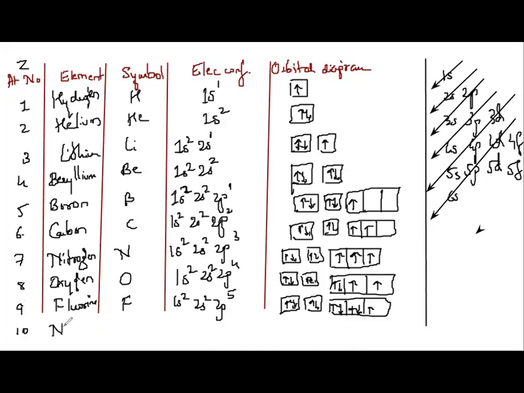10th one is neon, Ne, 1s2, 2s2, 2p6. So here we have spin up, spin down, spin up, spin down. Third one, spin up, spin up, spin up, spin down, and spin down. So this is the electronic configuration. This is another way, that is the orbital diagram. So this is how we represent the electronic configurations. That is the explanation for electronic configuration, right?